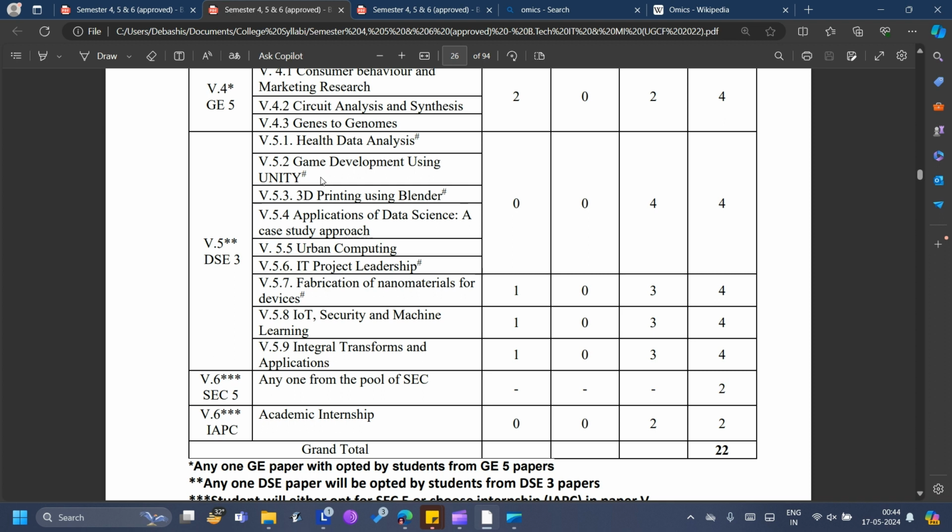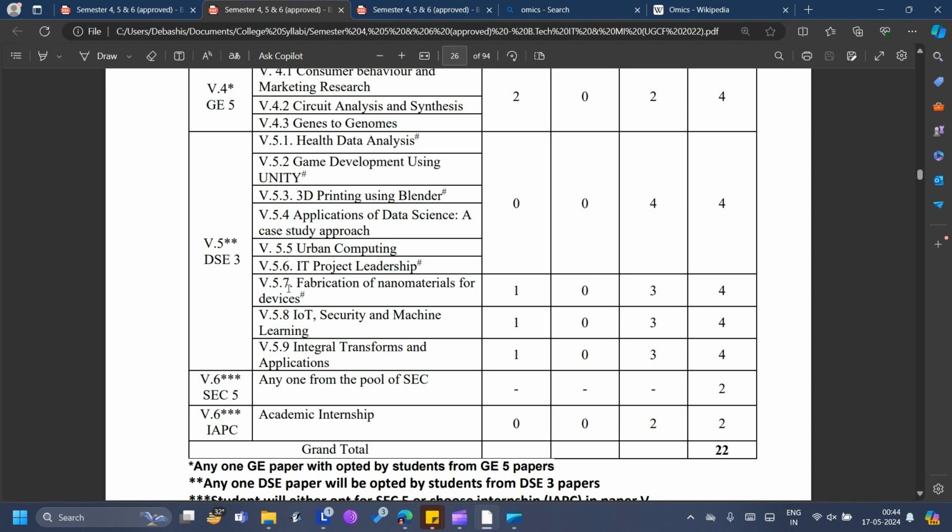And under DSEs, we have health data analysis. We have game development using Unity. We have 3D printing using Blender. We have applications of data science, a case study approach. We have urban computing. We can also call it computational social systems. I think both are the same thing.